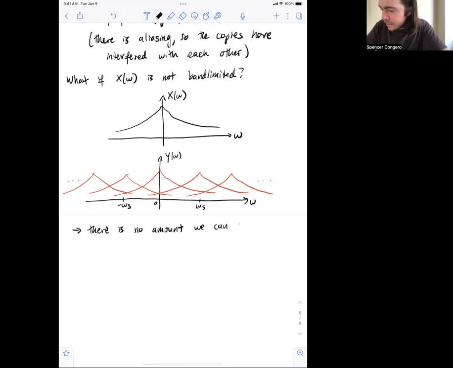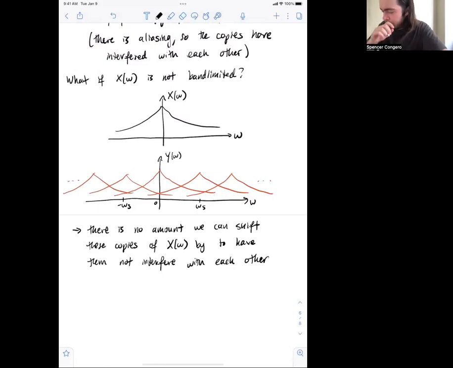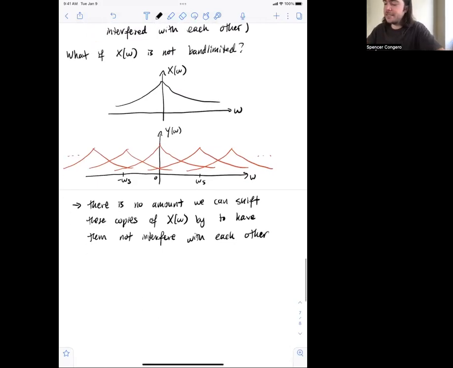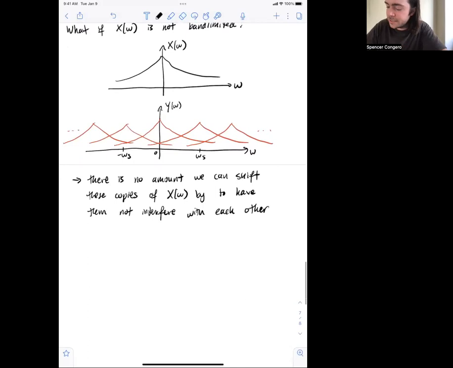Okay, so there is no amount we can shift these copies of x of omega by to have them not interfere with each other. They're always going to have their tails interfering with the other neighboring copies.